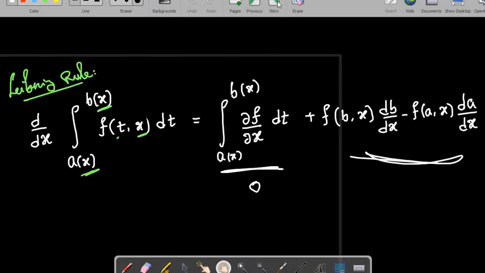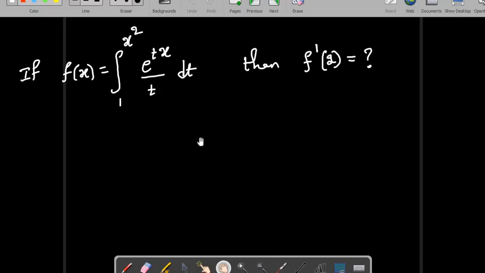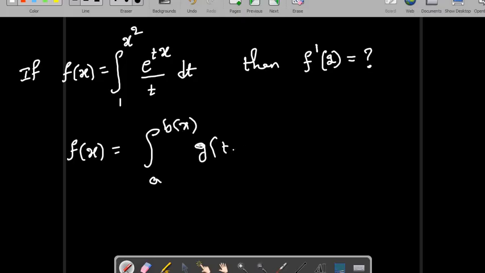So now let's look at one more problem. So this is the problem now. Here in this case, if you observe, f of x can be seen like this: f of x is the integral from a to b of x, and this is g of t comma x into dt. Earlier we had only a function of t here, but now you can see the presence of x. So the question is to find f dash of 2.